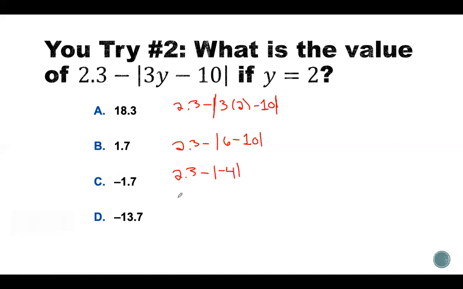So the absolute value of -4 is 4, so we still have 2.3. We're keeping this minus sign because we haven't touched that yet, but we have a -4 because of the minus symbol, not the absolute value. So 2.3 minus 4 is -1.7. So our answer here is C. Pause again as needed for you to take notes.